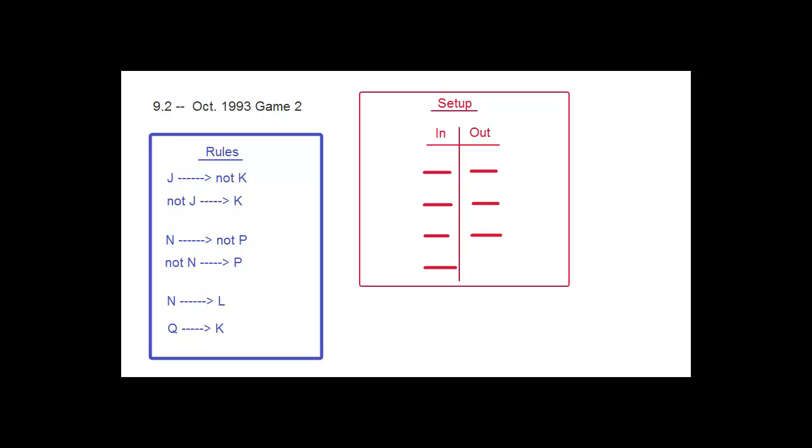Alright, in this game, they give us 7 people, J, K, L, M, N, P, and Q, and they want us to choose 4 of those people who are going to attend a dinner. So we're basically just forming one group of 4 from these 7 people.